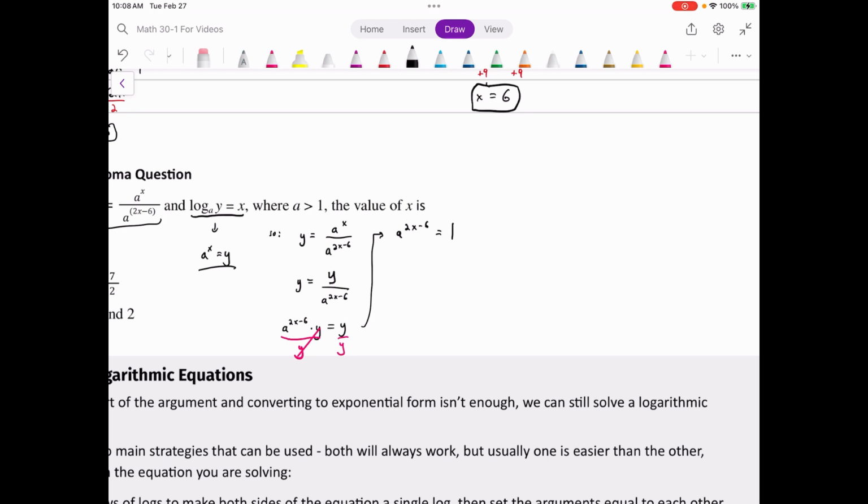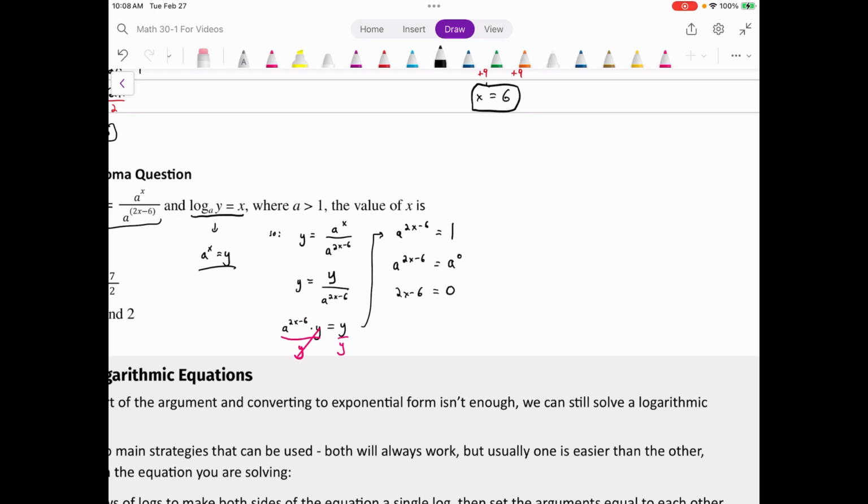Now hang on a second. A is being raised to some power, and the answer is 1. How can that be possible? What must this power be? What's the only exponent you can raise something to and get an answer of 1? It is 0, right? So we could say a to the 2x minus 6 is really just a to the power of 0. Whatever 2x minus 6 is, it must be 0, because when I raise a to that power, I get an answer of 1. So this lets us say 2x minus 6 must just be 0.